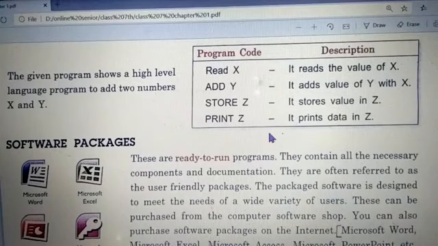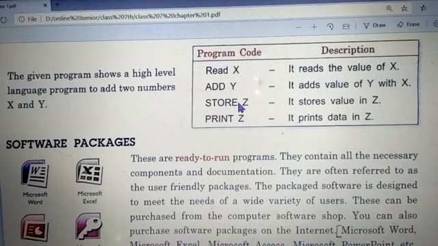See children, here is an example for high level languages. The program code would be read x, so it will read the value of x. Whatever value you give to x, it will read. So the computer knows what to do: read x. Now add y, so it will add y to x, to whatever value was given previously. So x is given, and after that it will add y to x.